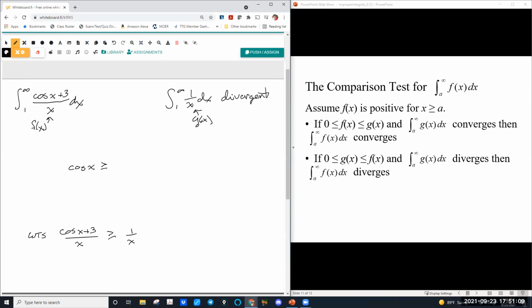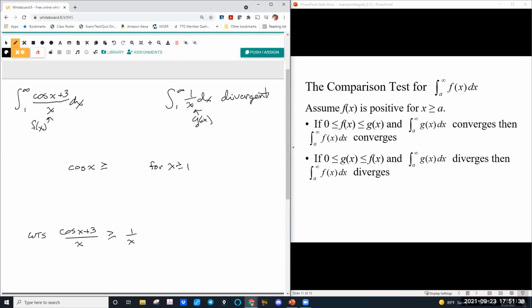So what is cosine of x always bigger than for x greater than or equal to 1? What is the minimum value of cosine of x? I'll give you a hint. Think about your unit circle. What are sine and cosine trapped between? 0.